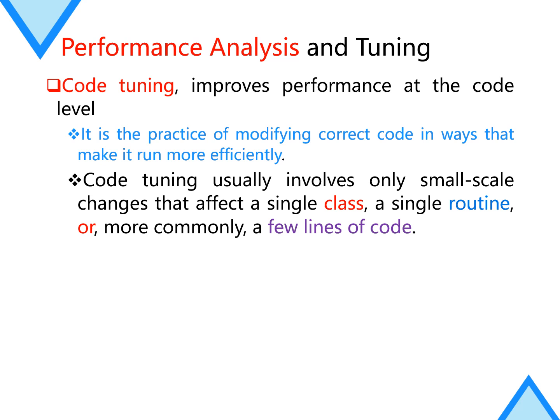Code tuning usually involves only small-scale changes that affect a single class, a single routine, or more commonly a few lines of code. Code tuning techniques usually involve some changes, and those changes will sometimes affect only a single class or a single routine or a part of the software, or more commonly we will change a few lines, and those few-line changes will improve the running time at large.